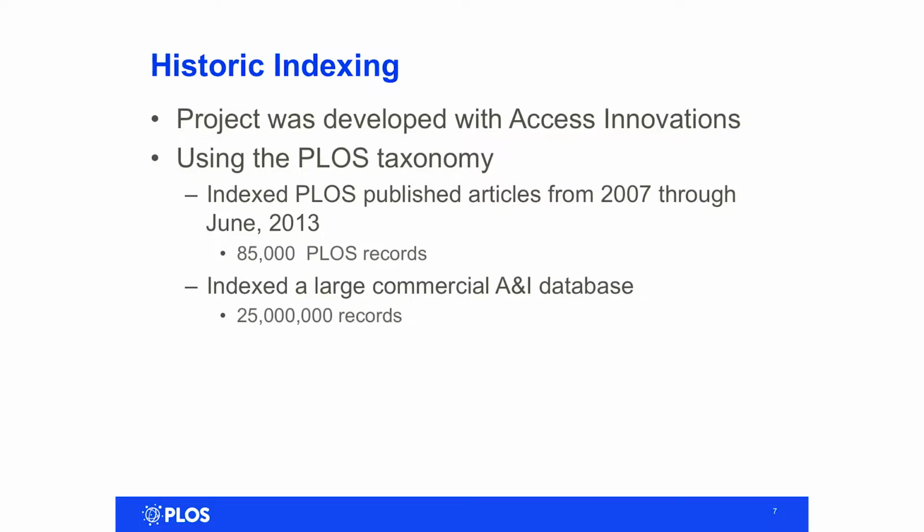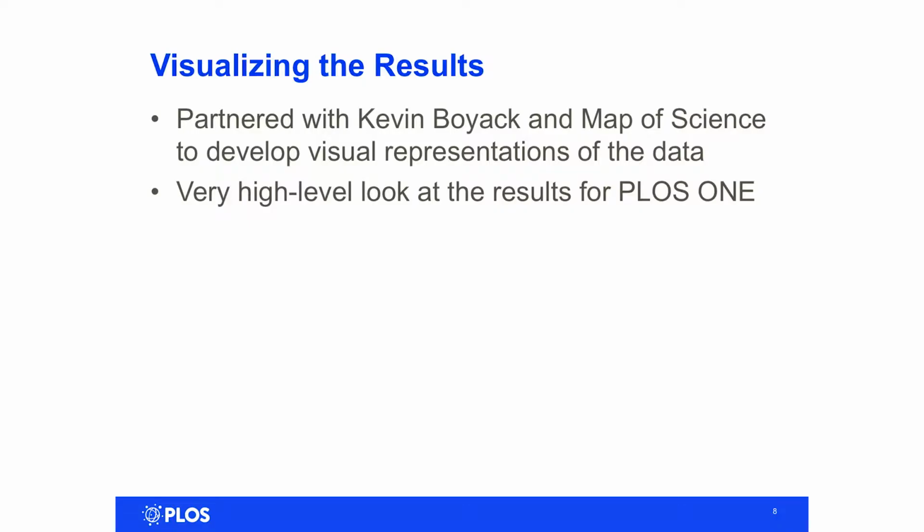So what we did was we grabbed a lot of stuff. We had about 85,000 records of what we had published for about 6.5 years. And then we had that large commercial A&I database, Scopus, and we took a look at all of that data. And then we visualized it. I'm going to show some of the slides of how this looked.